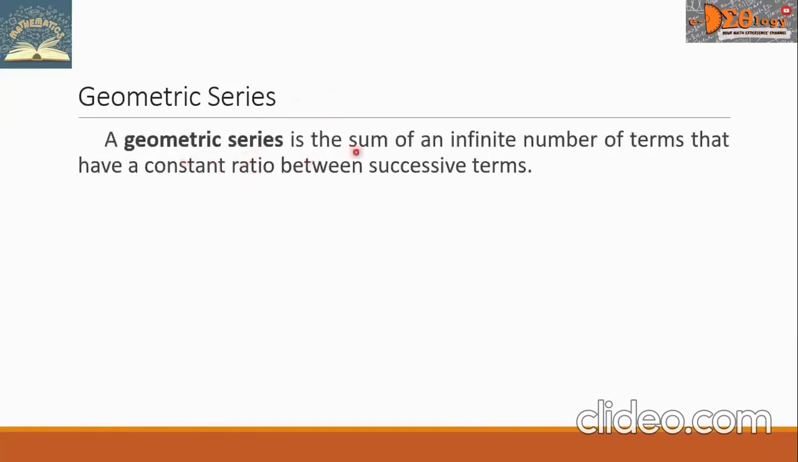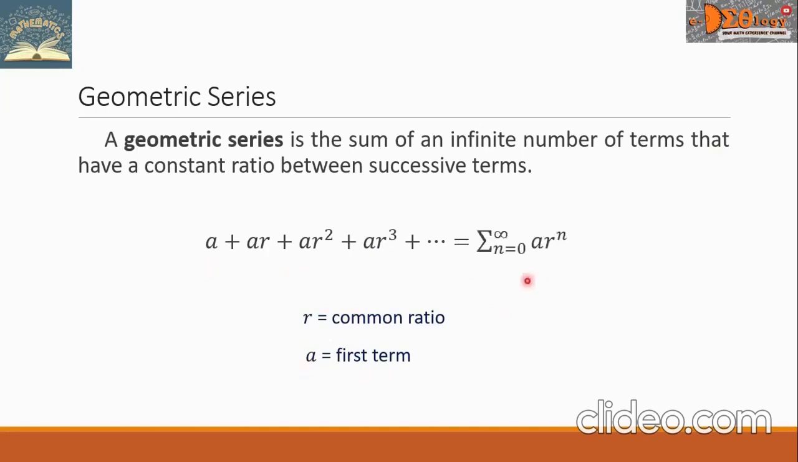Let's go to geometric series. A geometric series is the sum of an infinite number of terms that have a constant ratio between successive terms. We can write a plus a times r plus a times r squared plus a times r cubed plus and so on. The r here is the common ratio, and a is the first term. In sigma notation, we write summation from n equals 0 up to infinity of a multiplied by r raised to n.